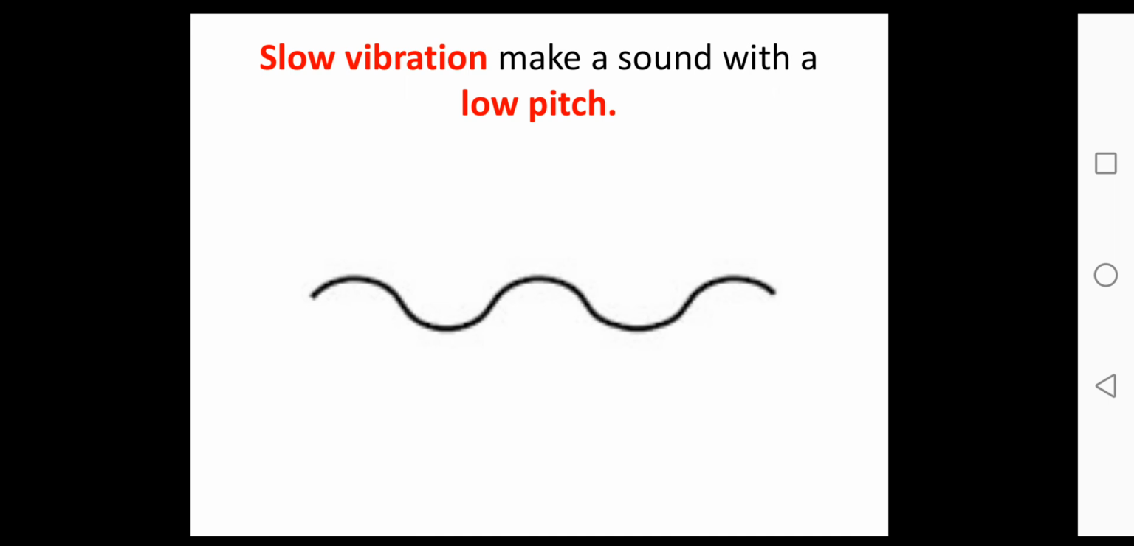Now, if the sound is vibrating in a slow way, slow movement, slow vibration, see, it's so slow. Okay? This means that it has a low pitch.